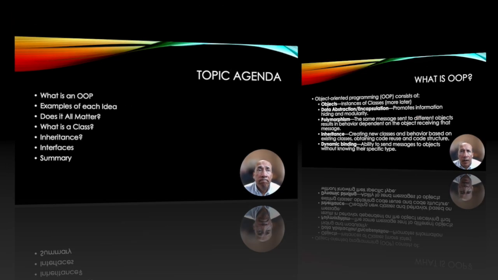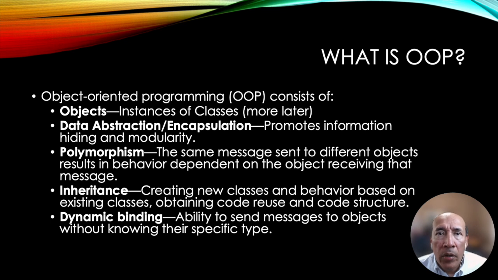So let's get started. Okay, what is OOP, object-oriented programming? It has these characteristics. Not all languages have them. Some are base, some are pure. But in terms of what you need to know from Java, object-oriented programming in Java has objects. These are instances of classes. We'll talk about that later. We have data abstraction or encapsulation, which is kind of information hiding. Funny word, but it's an important word, polymorphism. That's where the same message can be sent to different objects, but they result in different behavior depending on what object is receiving that message. Hold on to that thought. I'll give you some examples that'll make more sense.